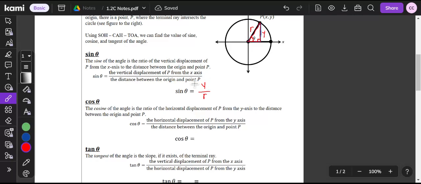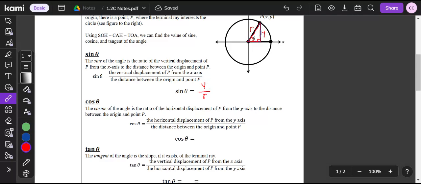Now, we've never seen this before. In the last couple videos, we were talking about the unit circle. And in the unit circle, the radius is 1. So this ends up being y divided by 1. That's why in the last two videos, sine theta just equaled y. But if the radius wasn't 1, then we would do y divided by r.